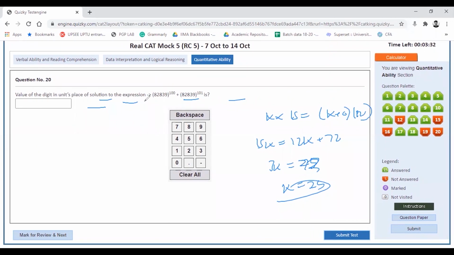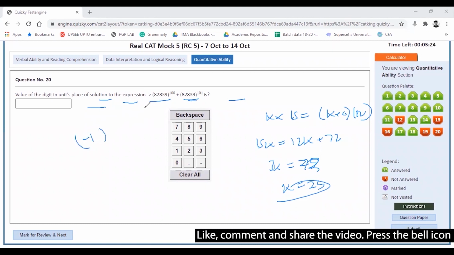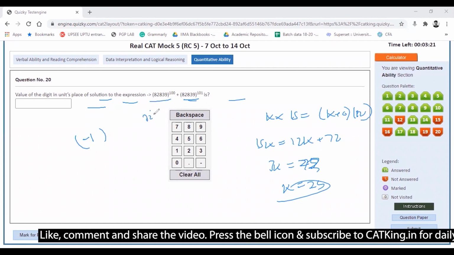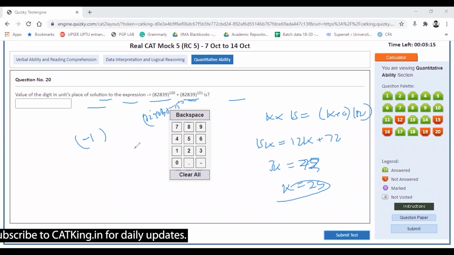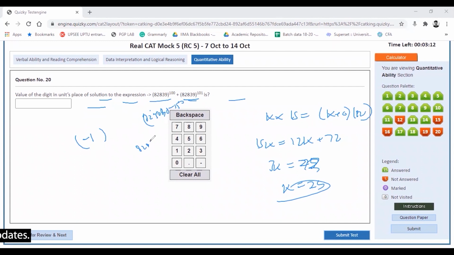Value of the digit in the unit place of the expression this plus this. Unit digit, pretty easy. This is minus 1 to the power. I'm basically trying to write 828 times 40 minus 1 to the power 100. Then 828 times 40 minus 1 to the power 111. So this is minus 1 to the power 100 plus, sorry, minus 1 to the power 101. This gives me net minus 1 plus 1. This is 0. Wow. So this is a 0 indeed.